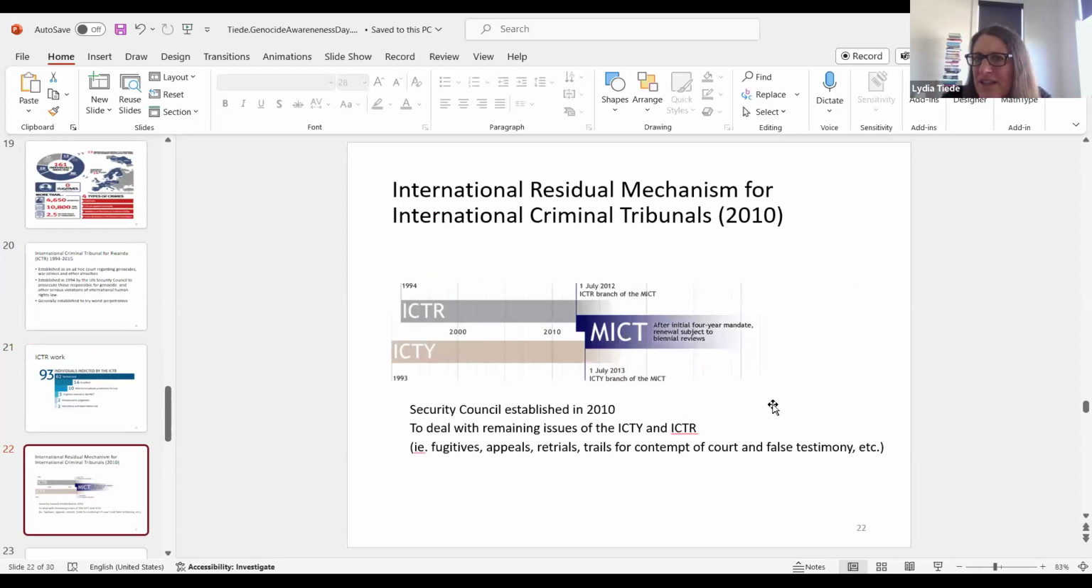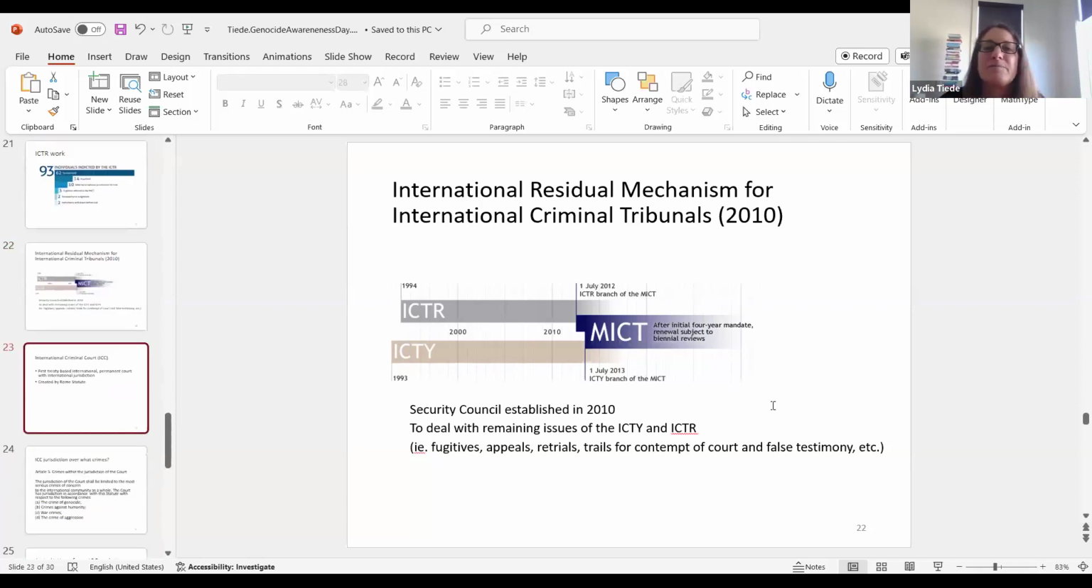The other thing that happened is that after those two tribunals closed, they still had to deal with the fact that there were some residual cases and some other issues, individuals they didn't get. So they created this international residual mechanism. And this just deals with cleaning up the extra cases and extra indictments that were out there.